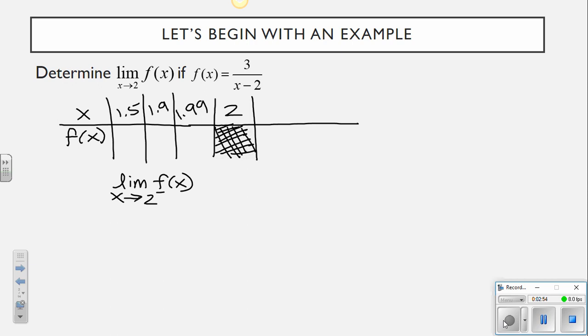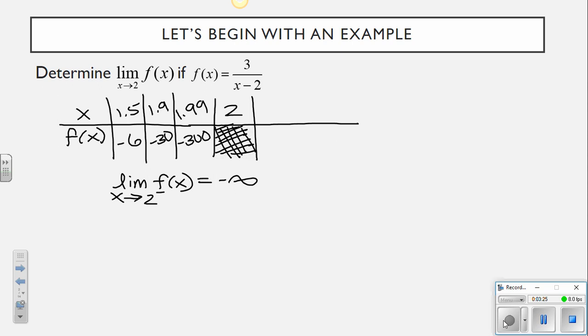All right, so what are we going to get here for 1.5? What's our value going to be? Negative 6. What about 1.99? -30. What about 1.999? Or excuse me, 1.99, excuse me. So -300. And it looks like it's getting really, really close to what? What does it seem like it's approaching here from the left? What kind of infinity? Negative infinity, right? So it's approaching negative infinity.